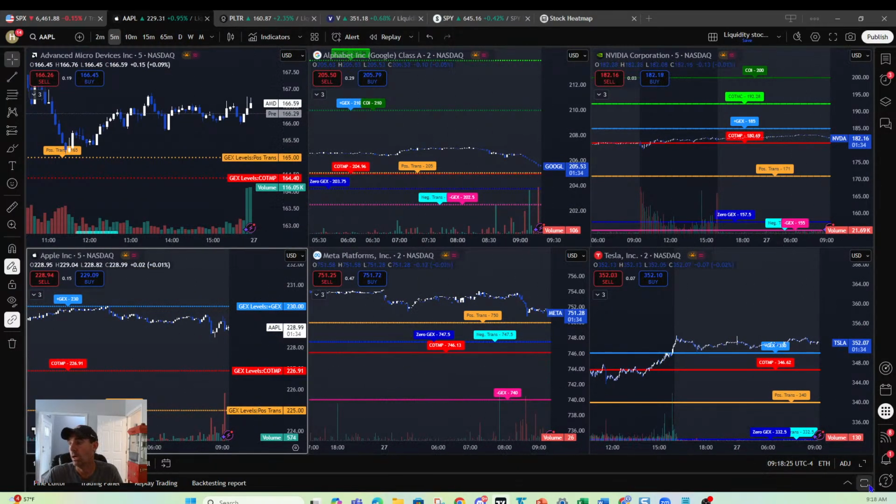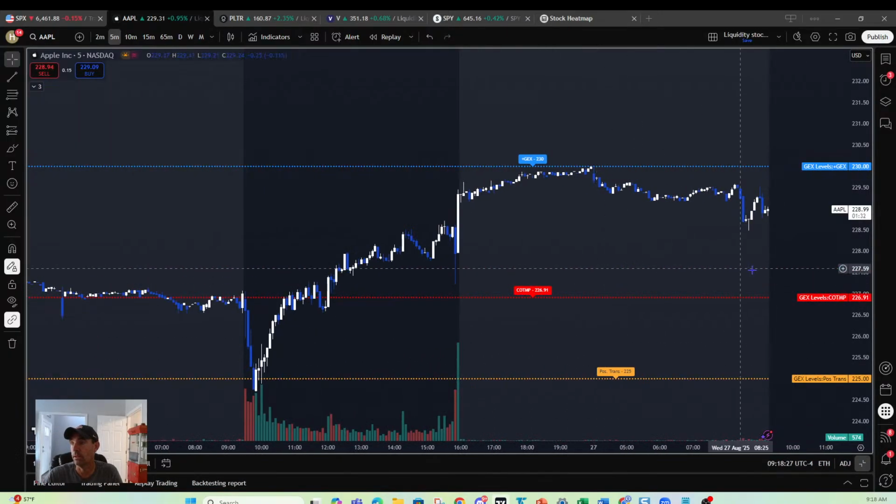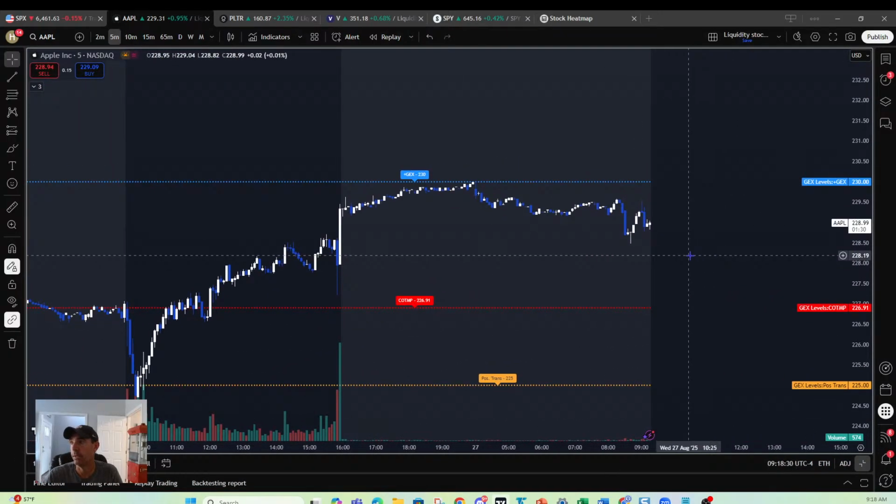So Apple is meeting that local peak of call speculation at plus GEX. Our P-Trans to plus GEX portfolio is based on overall entries at P-Trans as well as profit taking at plus GEX. So you can see a nice trade from 225 to 230 if you were just using P-Trans to plus GEX.